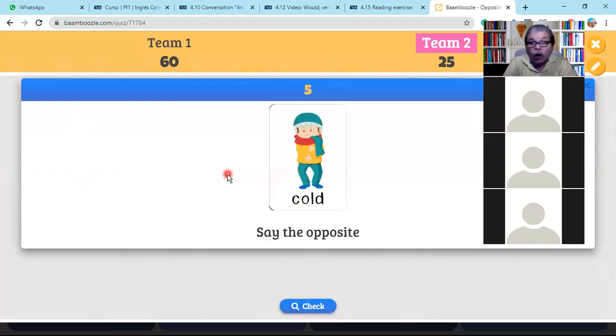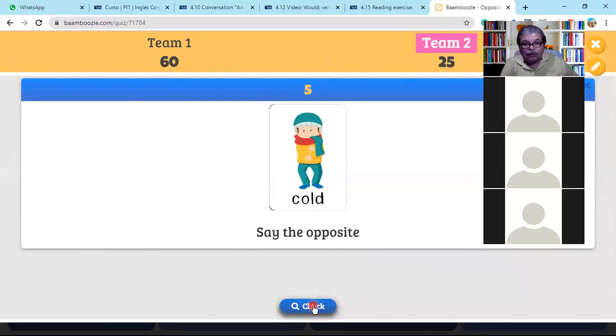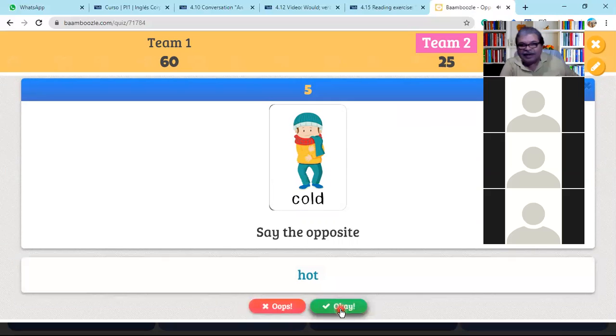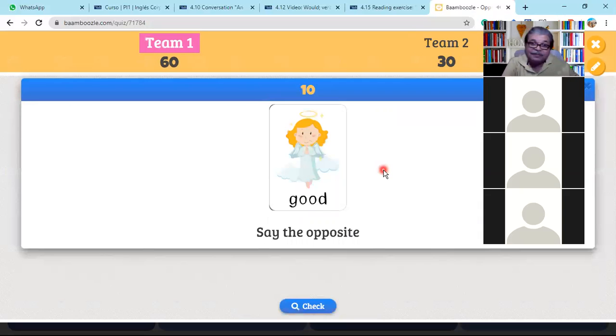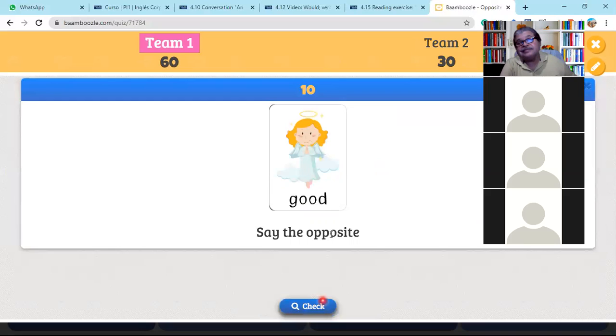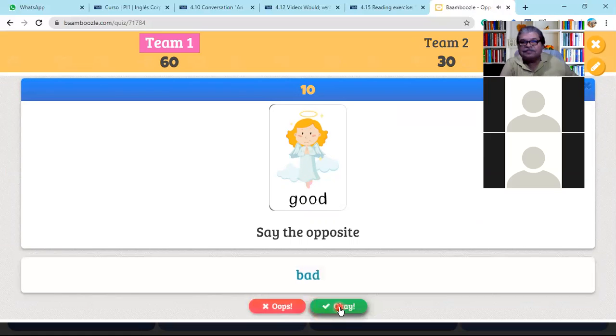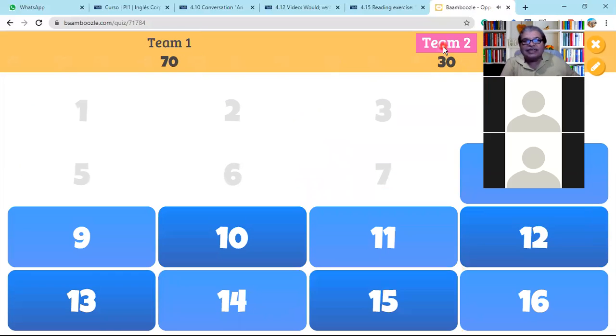Team two, boys. The opposite for cold. It's very easy. Hot. Okay, good. Team one, girls, the opposite for good. Bad. Very easy. Okay, team two, and look at the score, 70 to 30.